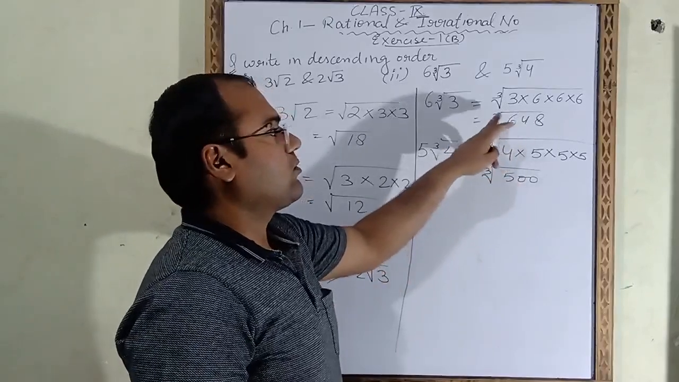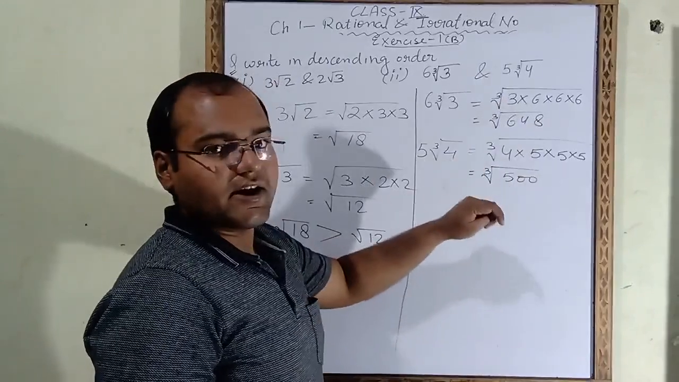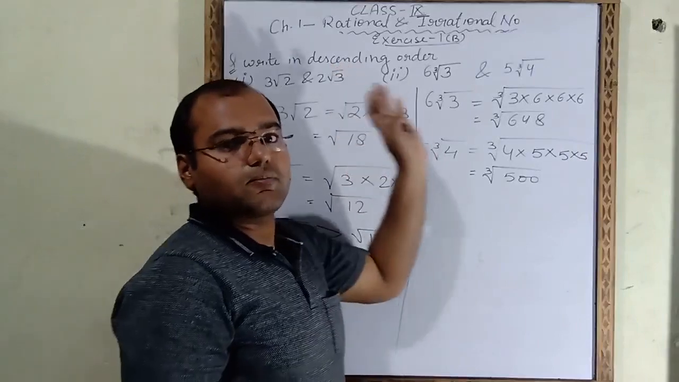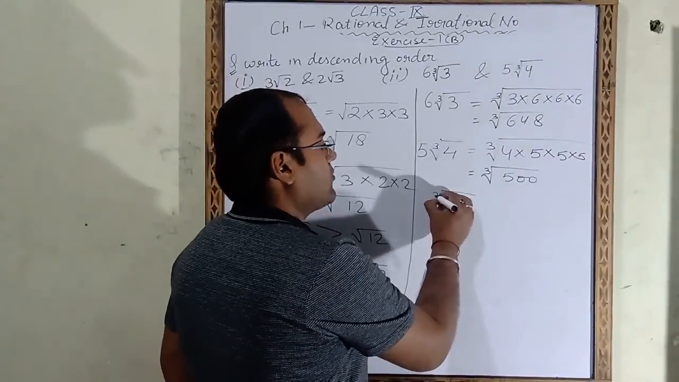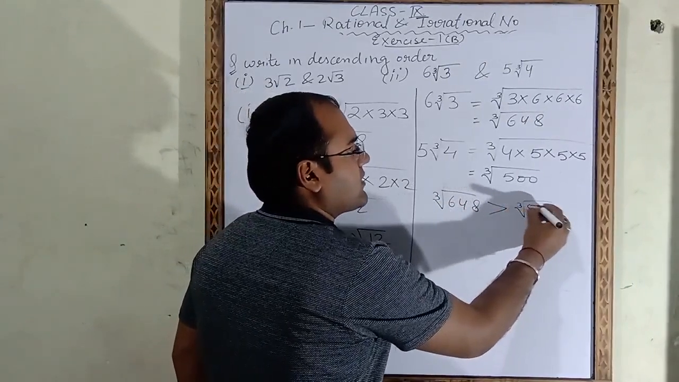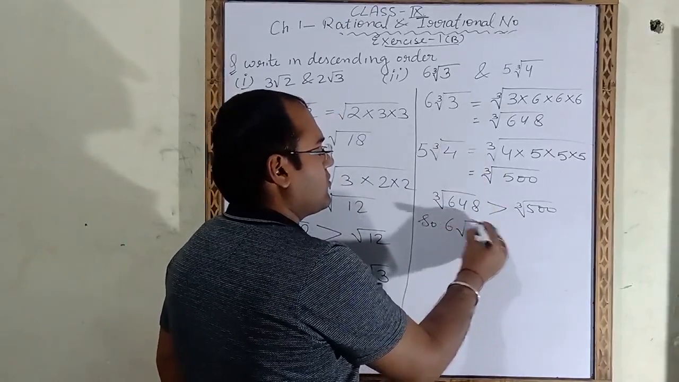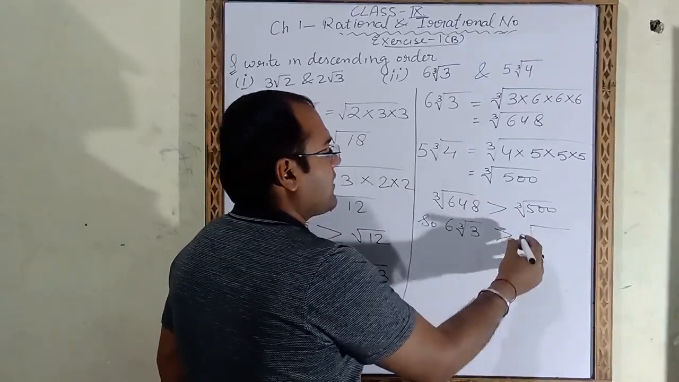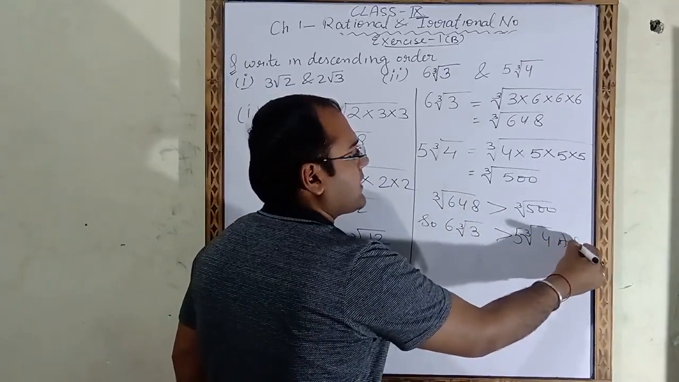So these both values we have now solved. This is cube root of 648. This is cube root of 500. Now we can easily identify which one is greater. We have to write in descending order. Descending means we write the greater one first. So cube root 648 is greater than cube root 500. So we can say 6 cube root 3 is greater than 5 cube root 4. This is the answer.